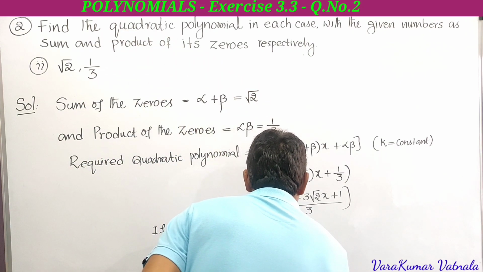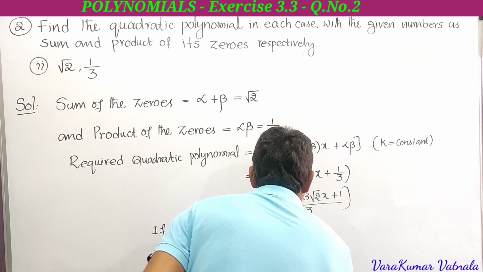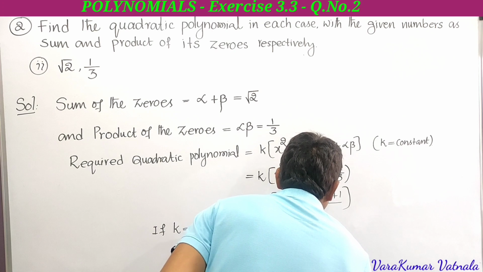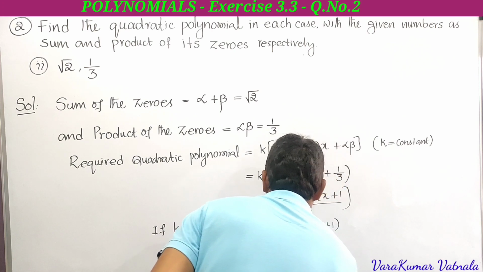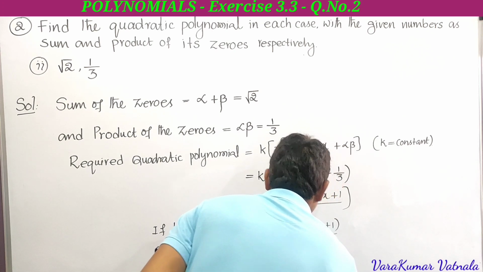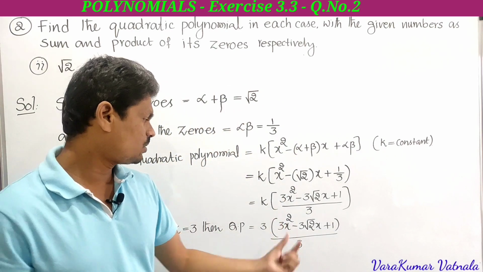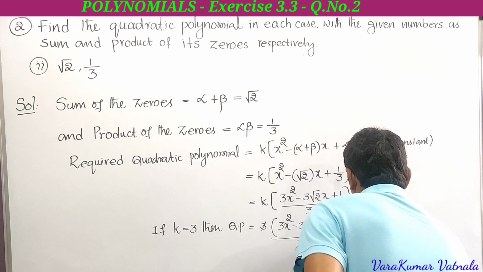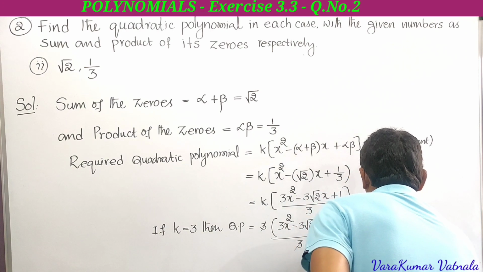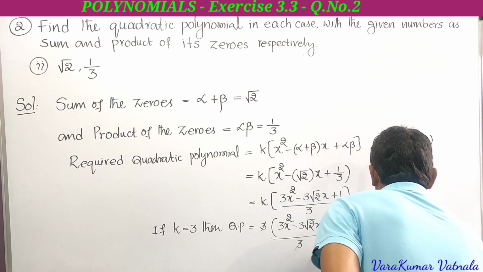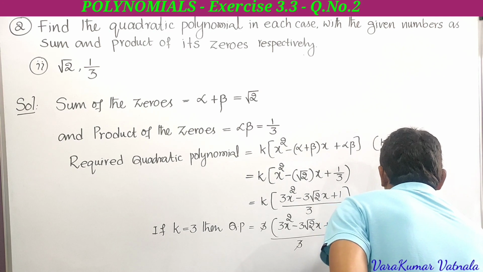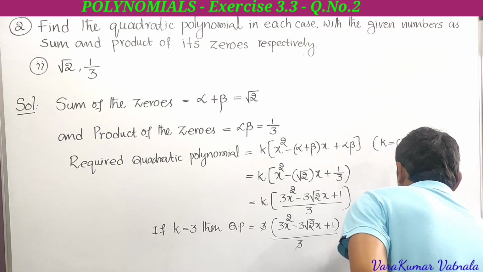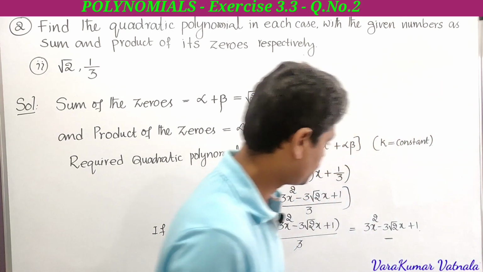So 3 into 3x square minus 3 root 2 into x plus 1 divided by 3. So just I have substituted k is equal to 3. So 3 gets cancelled. We can get 3x square minus 3 root 2 x plus 1. So this is the required quadratic polynomial.